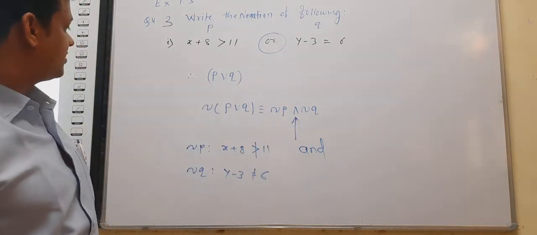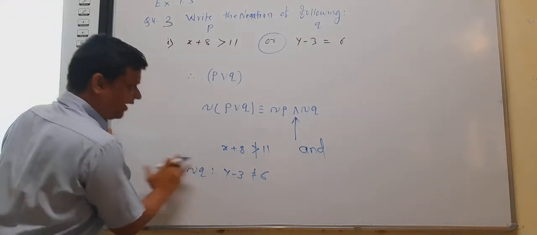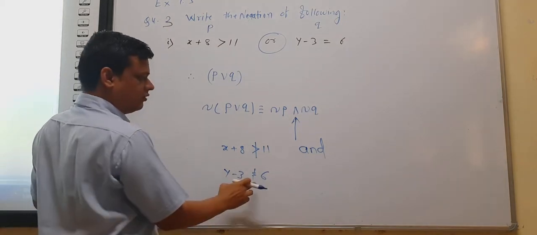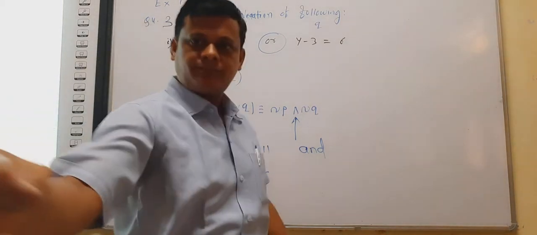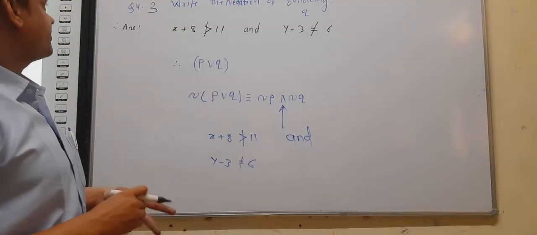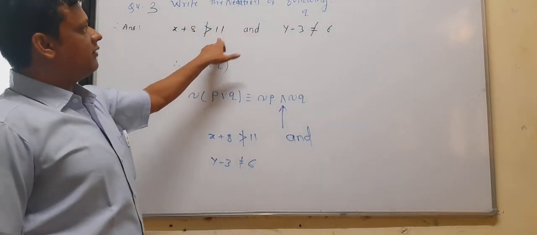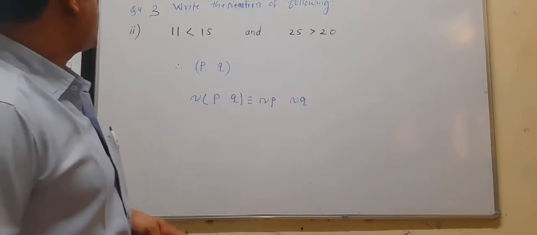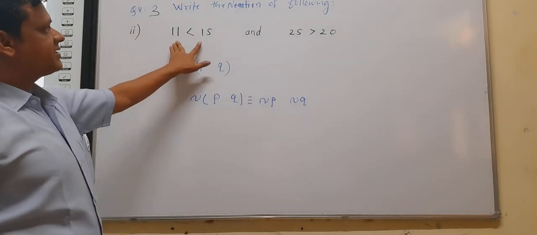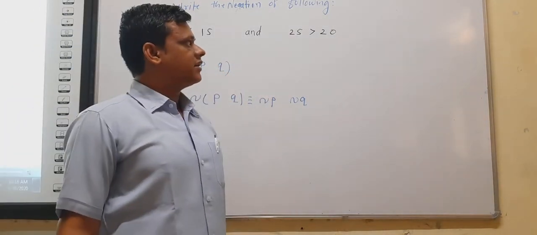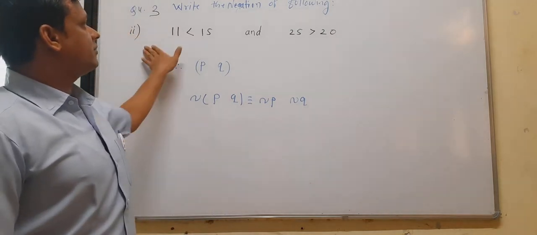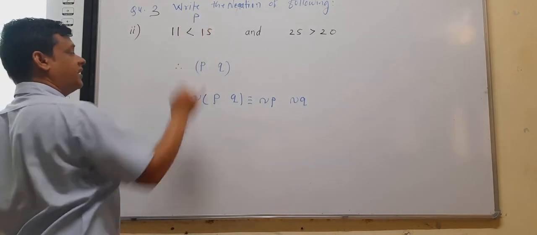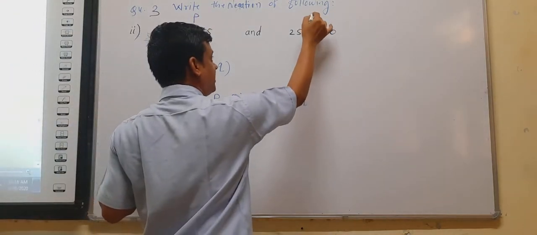So the answer is x plus 8 not greater than 11 and y minus 3 not equal to 6. Write the answer in this way. Now see the next example. 11 less than 15 and 25 greater than 20. We have to write the negation for this compound statement. Denote the first statement as statement P. Denote the second statement as statement Q.